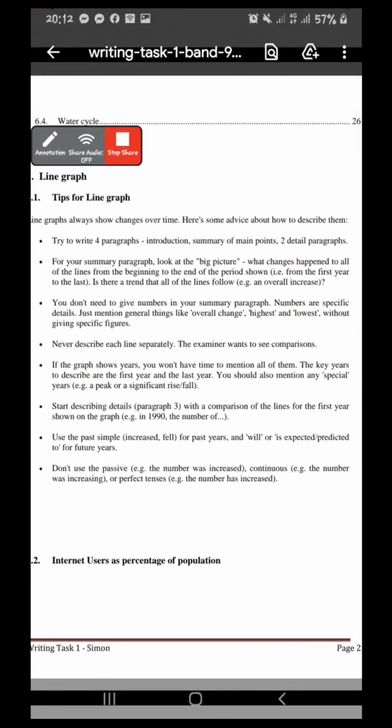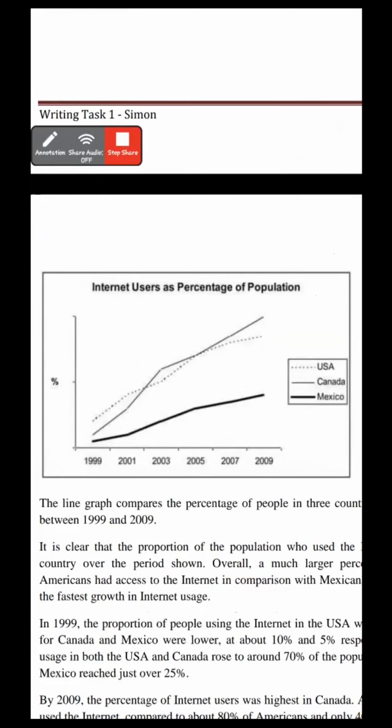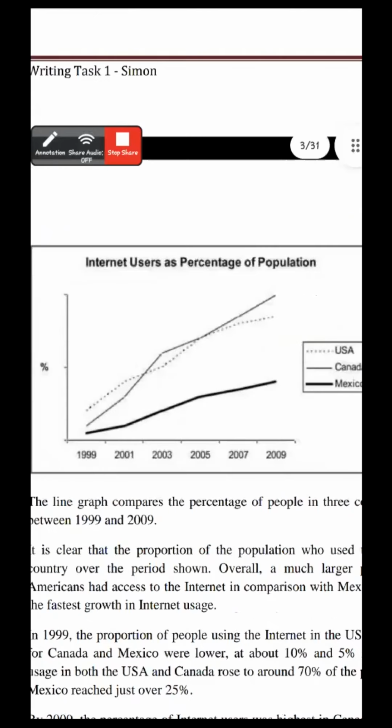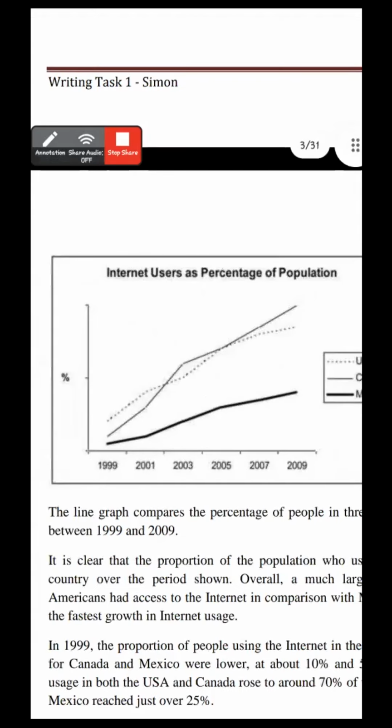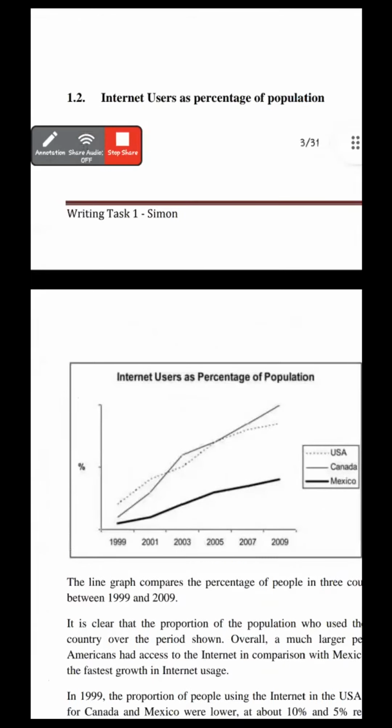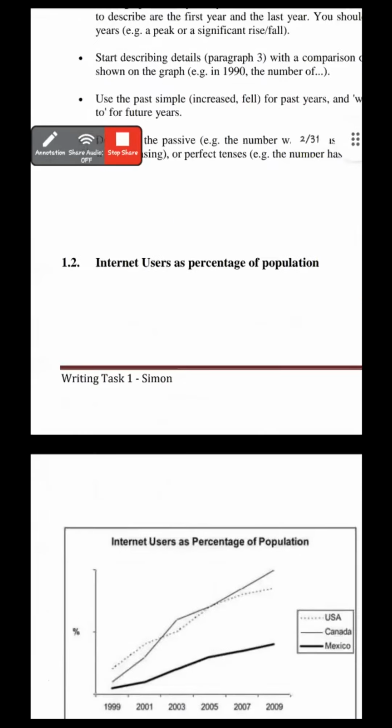Sometimes you would be given this sort of diagram, and you can see that it's either increasing or decreasing. It solely depends on the section of the line. You'd have a bold line, a dotted line, and unbold lines. From here, you need to interpret the data and make sure that you can illustrate it in a proper manner. But these are the tips that you need to understand, and you don't need to give numbers in your summary paragraphs.